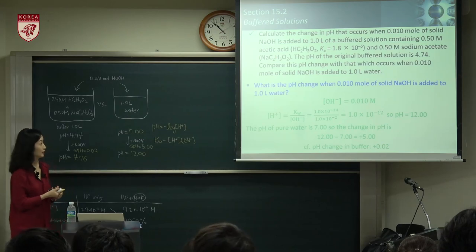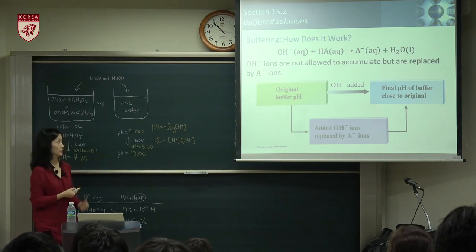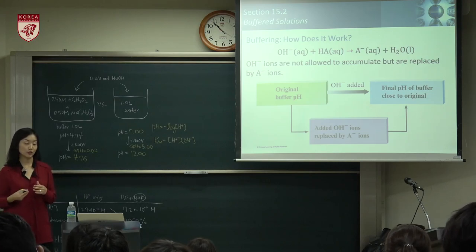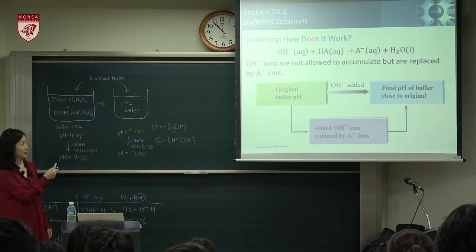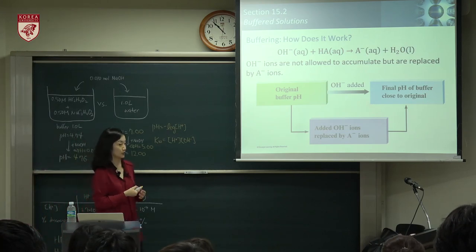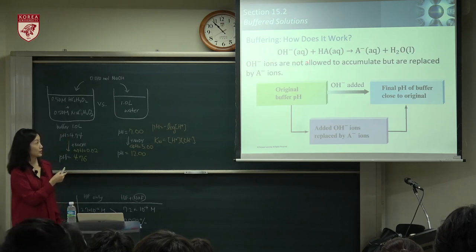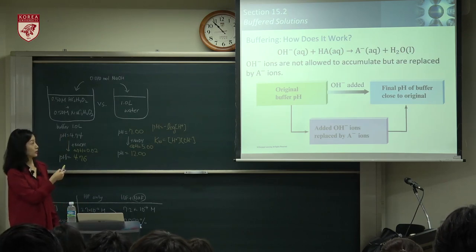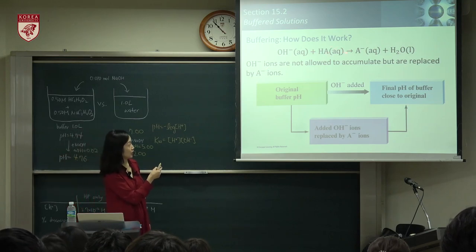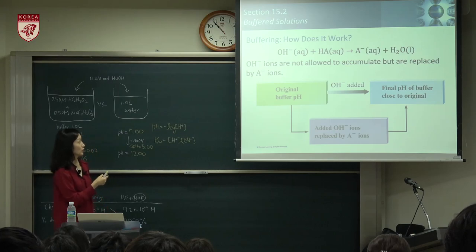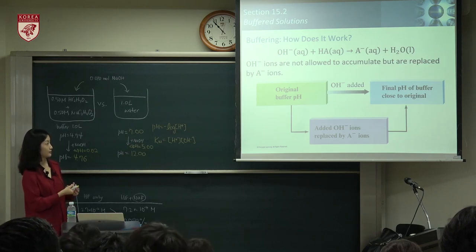Okay, are you with me? Okay, good. So now we know how to solve a buffer problem. But how does buffering work? So let's assume we have a relatively large amount of HA, the weak acid, and its conjugate base A minus. If we add a strong base, so if we add OH minus to our solution that contains HA and A minus, this is our buffer solution, what happens? So OH minus is such a strong base that it will react with the best proton source, the HA, right? So it will convert HA to A minus and produce water. So the OH minus ions are not allowed to accumulate, but are replaced by A minus ions, okay?